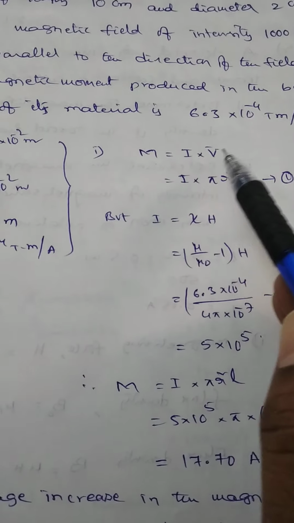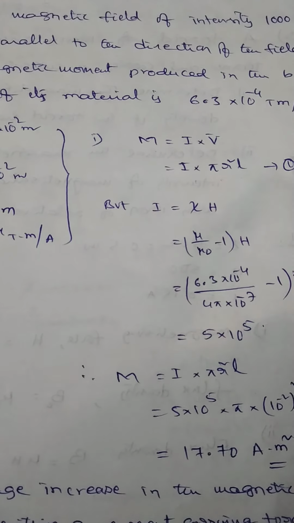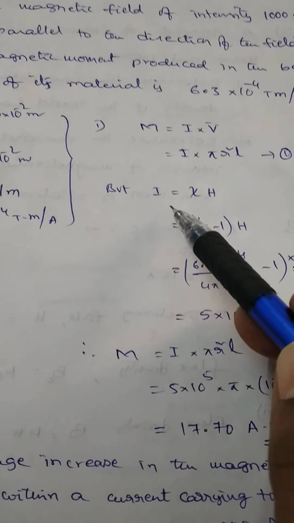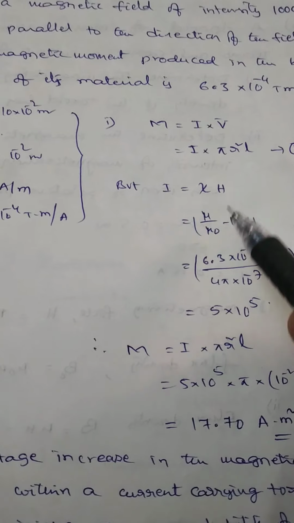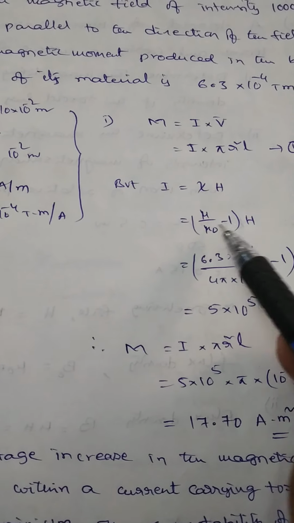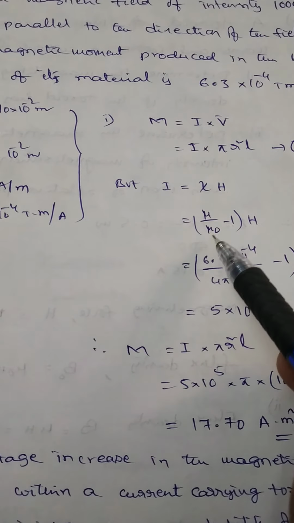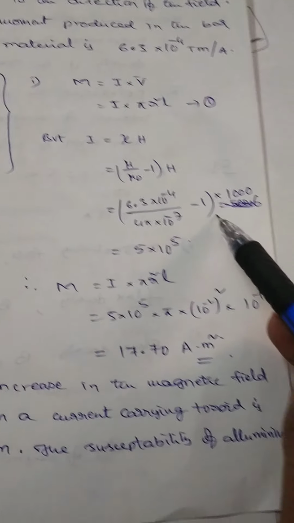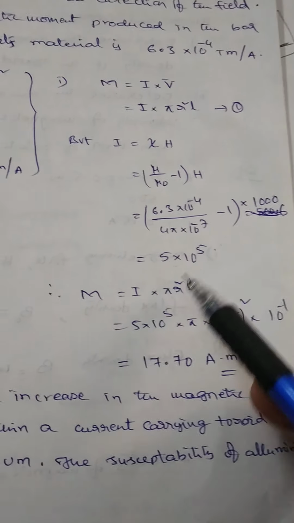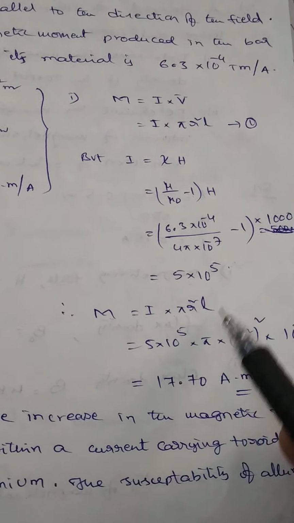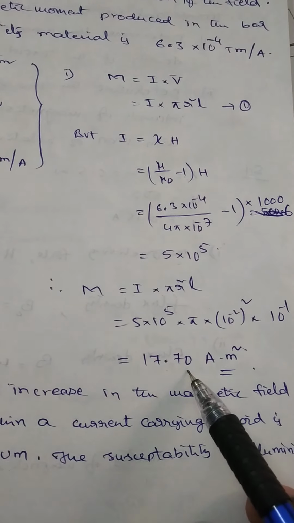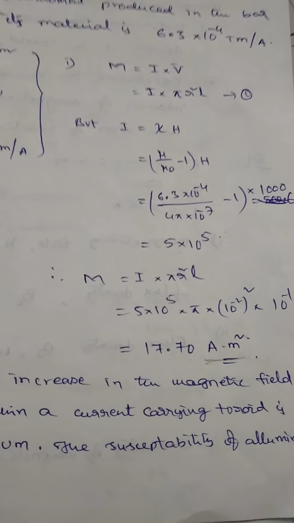Magnetic moment M equal to I into V, I into pi r square into L. But you don't know the value of I. I is equal to chi into H. Chi is also equal to mu r minus 1, and mu r means mu by mu naught, minus 1, into H. Substituting these values, 5 into 10 power 5. So M equal to I into pi r square into L. This is equivalent to 17.70 ampere meter square.